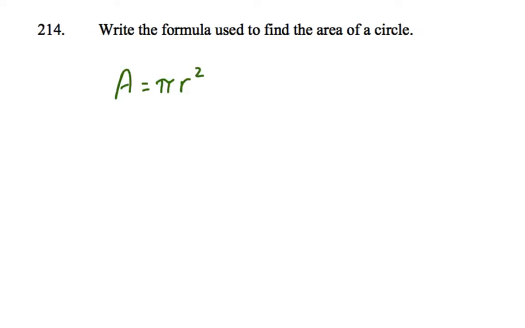Area of a circle, pi r squared. You'll remember that with a circle we have a radius, which is the distance from the center to the edge, and that's where our r comes from. Pi r squared.